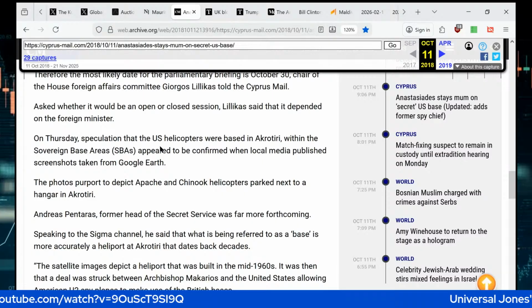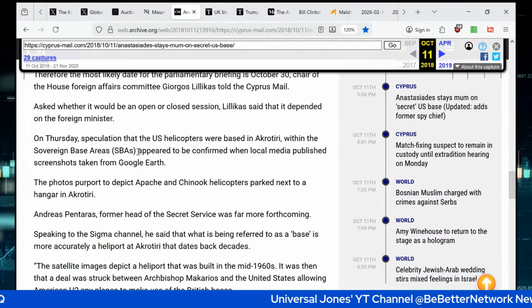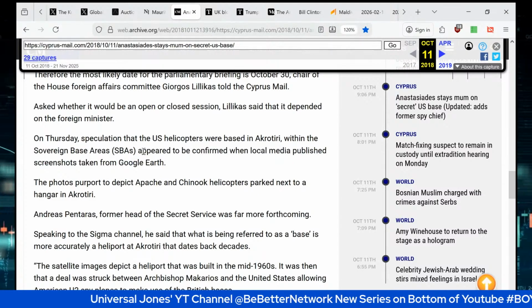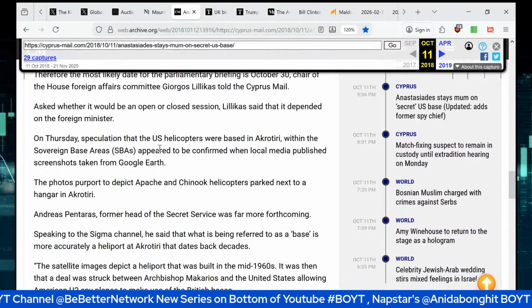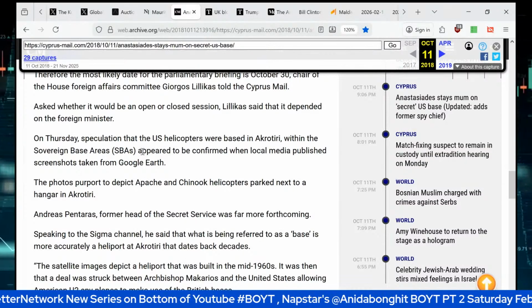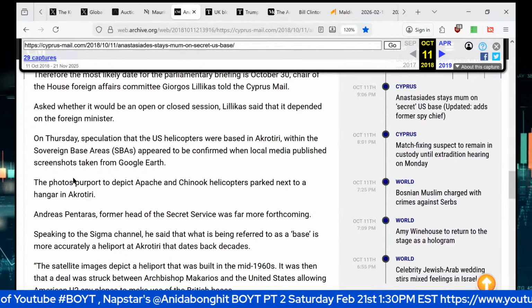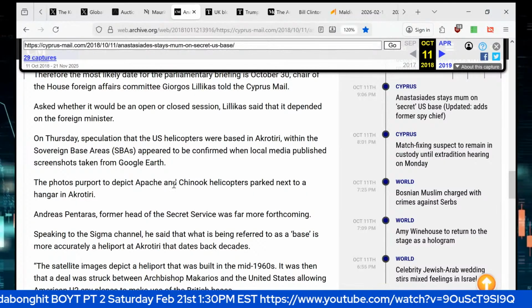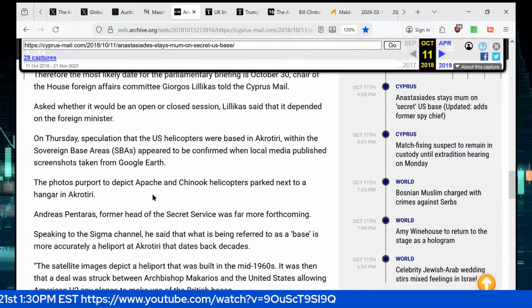So we will have some videos about tax havens. So if you're interested in making your own cryptocurrency company or shell company and you want to hide your money from government taxation, having an operation based in Cyprus might be the way to go. Appeared to be confirmed when local media published screenshots taken from Google Earth. The photos purport to depict Apache and Chinook helicopters parked next to a hangar in Akrotiri.